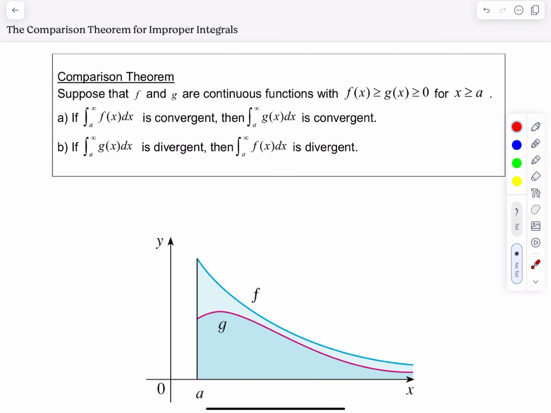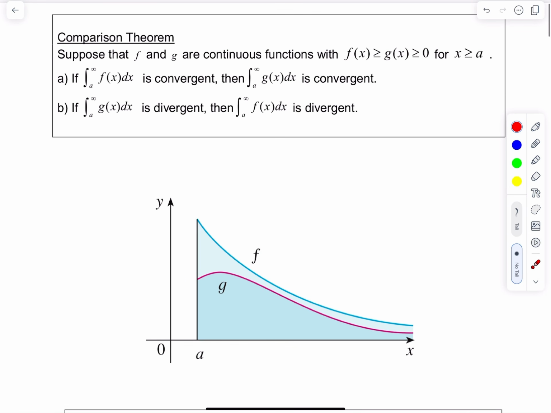So we're assuming just in this statement here that f of x is greater than or equal to g of x. And we do require that they not be negative in order for this theorem to hold. So look at what this is saying. If the integral from a to infinity of f of x dx, the larger function, is convergent, then the improper integral from a to infinity of the smaller function g of x dx is convergent also.